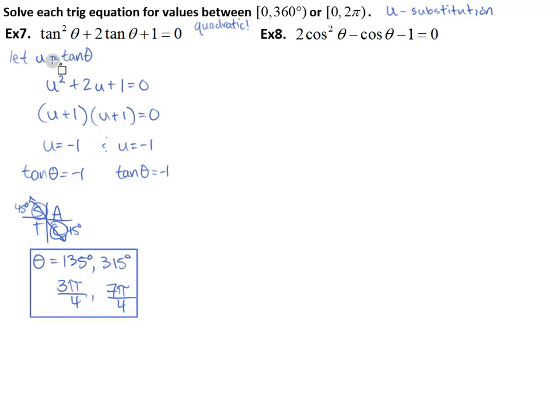So we substituted in u for tangent just to make our equation look nicer, right? It looks like something a little easier to deal with. I don't have to write all these tangents. And hopefully we recognize that this is a quadratic we need to solve. We factored it and set each factor equal to 0. We happened to get a repeat answer, so we didn't have to go through this process twice, but sometimes you might. Okay, let's try our next one.